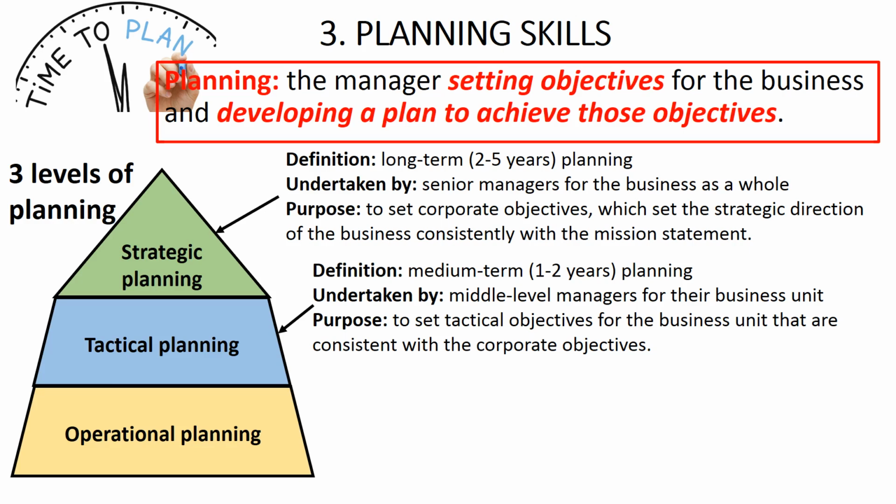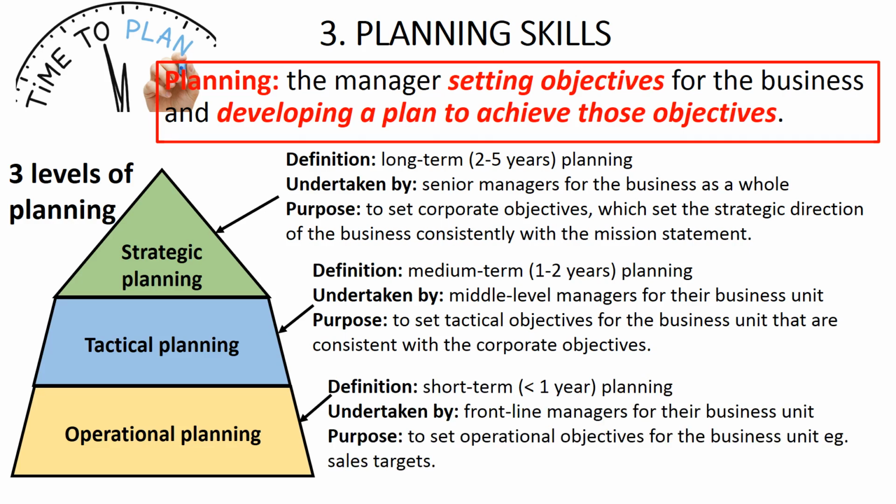Operational planning is short-term planning. That is, it's planning which is undertaken for less than 1 year in the future. The business objectives that are set out as part of this kind of planning are the operational objectives that we discussed in the video on business objectives. These objectives are set by frontline managers for their business units and must be consistent with the tactical objectives which are set as part of tactical planning. The purpose of operational planning is to set objectives for teams and individuals, such as output schedules and sales targets.